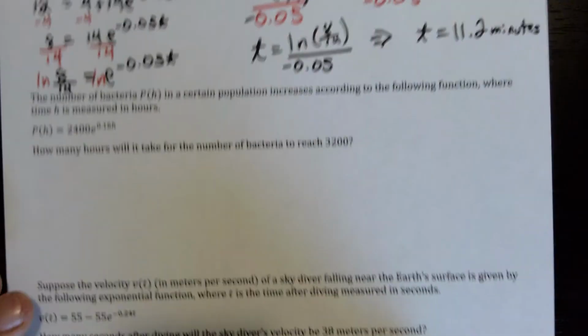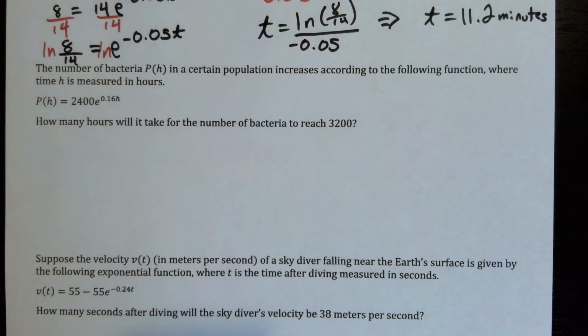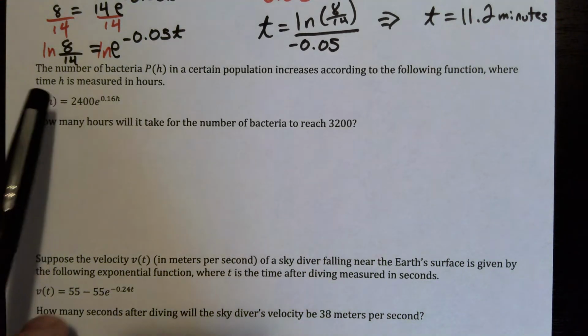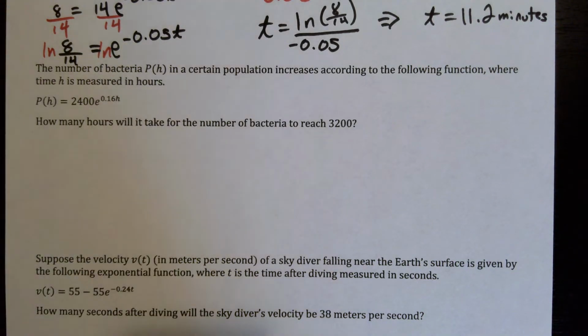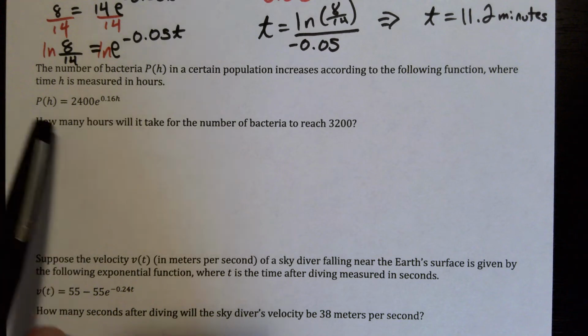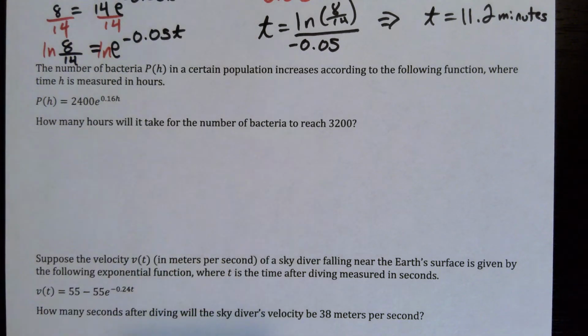Okay, let's look at the next problem. The number of bacteria, P of h, in a certain population increases according to the following function, where time, h, is measured in hours. We've got our function here, P of h is equal to 2400e to the 0.16h. How many hours will it take for the bacteria to reach 3200?